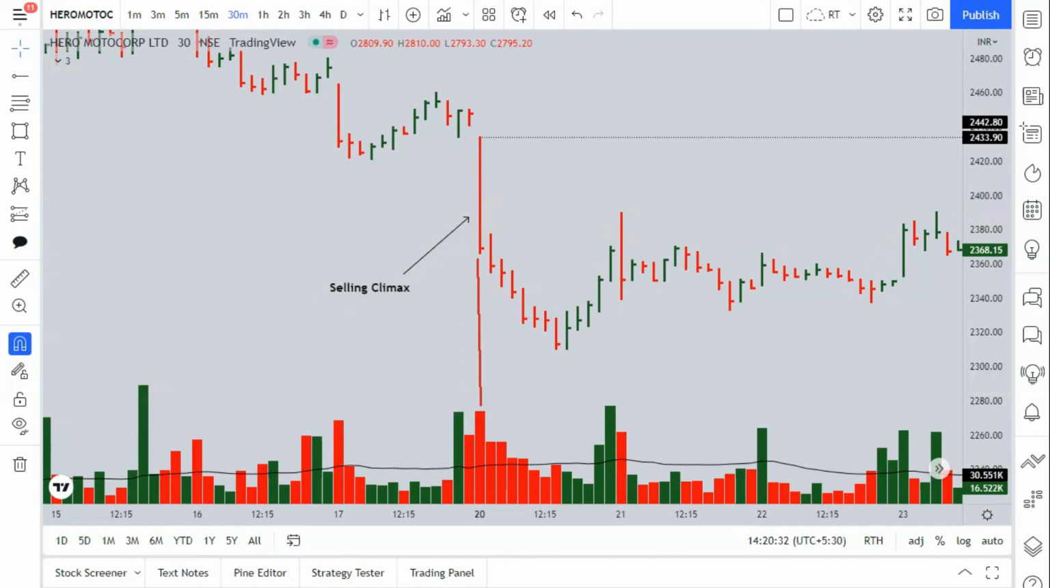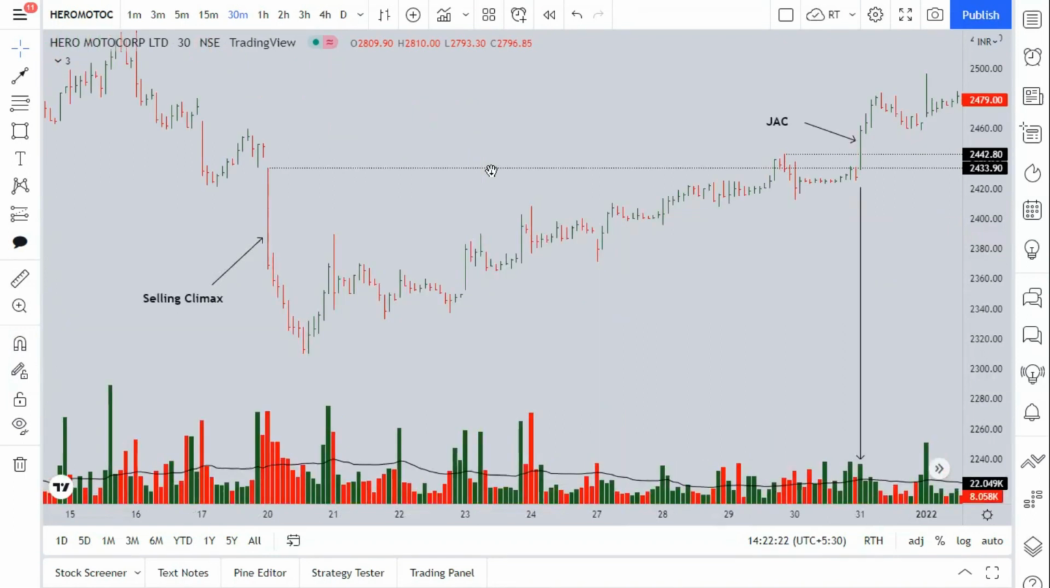Why can you consider this? Because it is ultra high volume. It is a higher volume than the previous bar. Obviously, you can consider this as ultra high volume. First thing, look at what happened later. The market went up and tried to break the levels, then it came down.